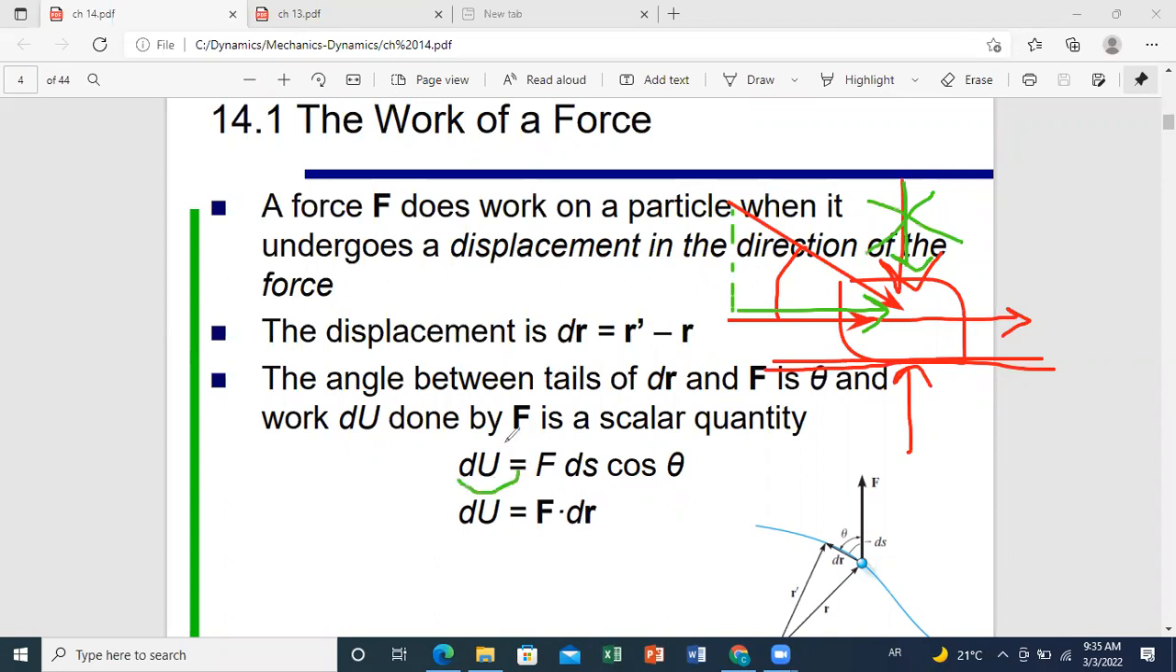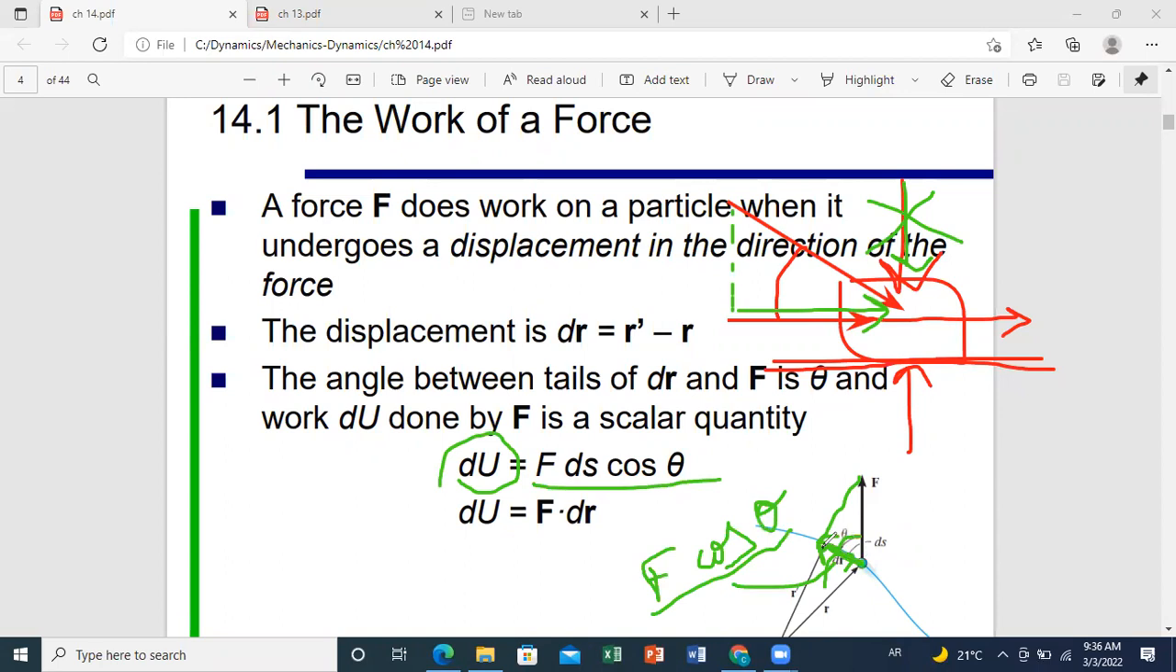The elementary work for a small displacement ds will be the projection of the force along ds. So as you can see here, this force is making an angle of theta with displacement. So if I project the force along displacement, I get F cosine of theta. And then I multiply F cosine theta by the displacement ds. I get the elementary work done when I moved from this point to this one.